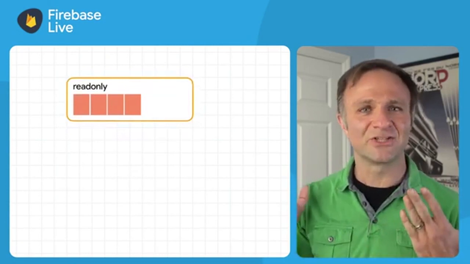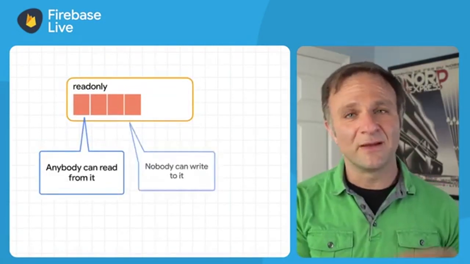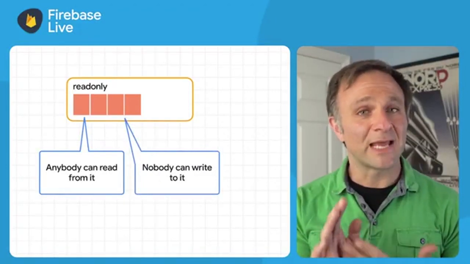Now, our read-only collection is probably the simplest use case. Maybe we want to say that anybody in the world can read from it, but no client is allowed to write to it. Well, these rules seem pretty simple to build, but how would we test them?